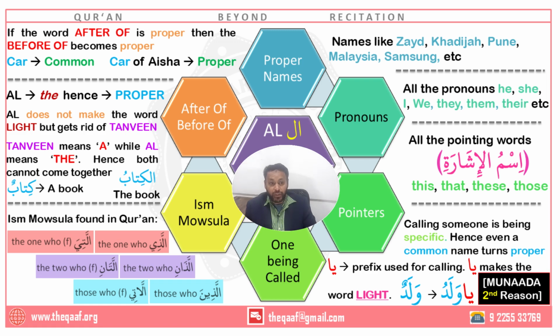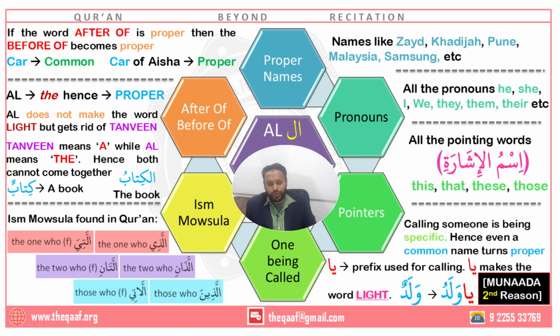That's the third. Fourth is pointers. Ismu ishara. Ismu means ism, noun. Ishara means to point at. That's the Arabic term for pointers. So all the pointing words, this, that, these, those, are all proper. Why? Because when we use these words, we are being specific. This chair is broken. Now I'm not talking about any chair. I'm talking about this chair because I used the word this. So every time you use these pointing words, the word becomes proper. So the pointing word is the fourth way to make the word proper.